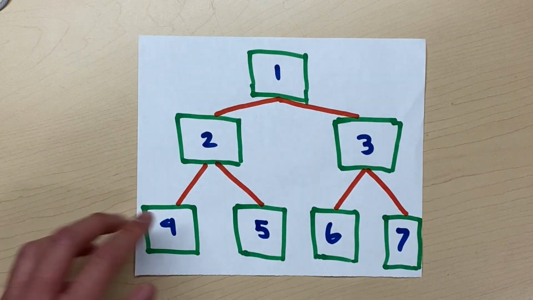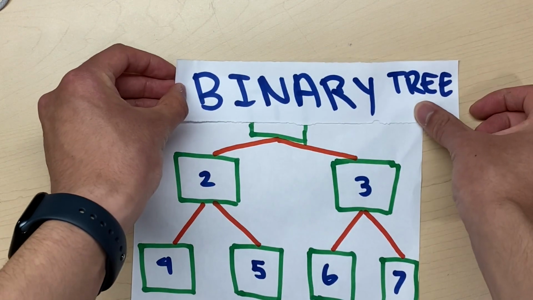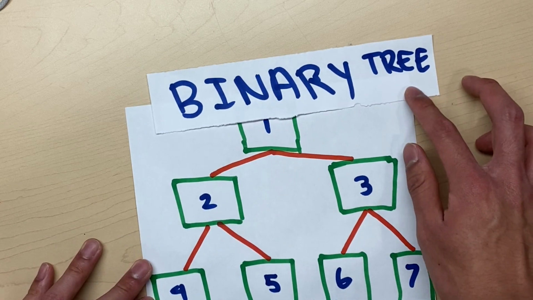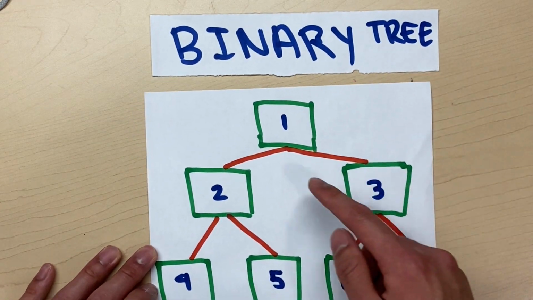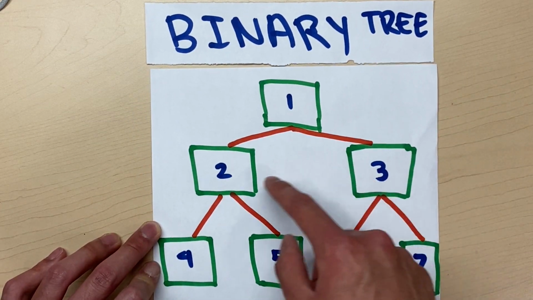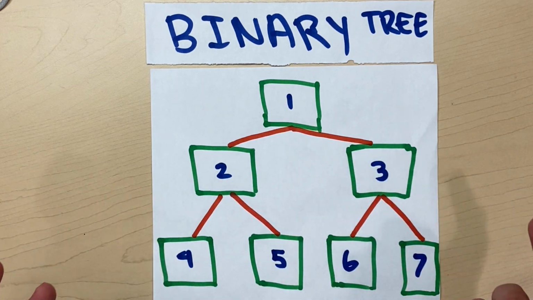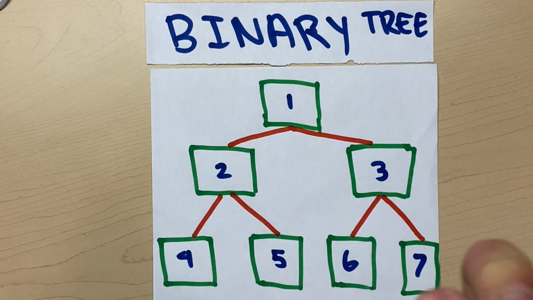This here is what we call a binary tree. It's called binary because you can only have two nodes under each node. Binary, if you recall from 192, you can only have zeros or ones, right?